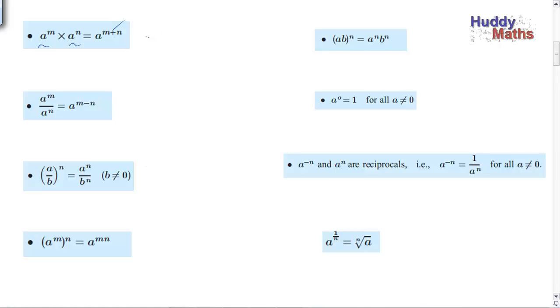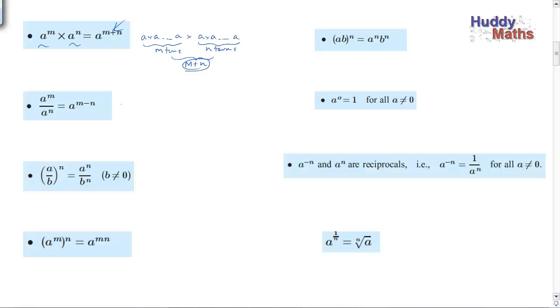Why does that come about? Well, if you've got a times by itself, so you've got m terms, and then you times by a to the n, and a to the n is so that you have got n terms. How many a's have you got altogether? m plus n. Okay, and consequently this rule up here is born.